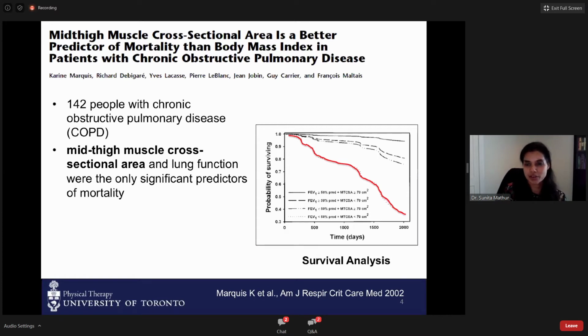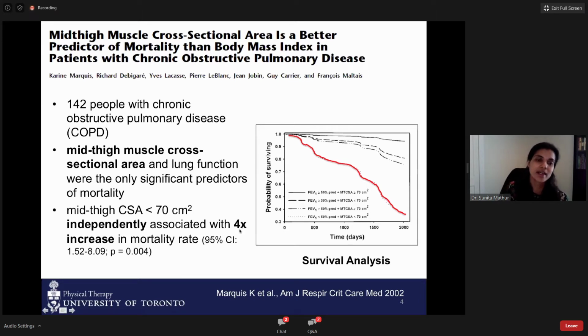If you look at the survival curve, you can see this red line, it's going down quite drastically. People that had a combination of low muscle mass and poor lung function had a very low probability of survival. And even more interestingly, they found a cutoff that if you had a mid-thigh cross-sectional area less than 70 centimeters squared, it was independently associated with a 4 times increase in mortality rate. So again, the first time showing that in a lung disease, it wasn't just lung function that predicted mortality, but the most important predictor was actually muscle cross-sectional area. That tells us about the importance of muscle and muscle mass in our overall health.